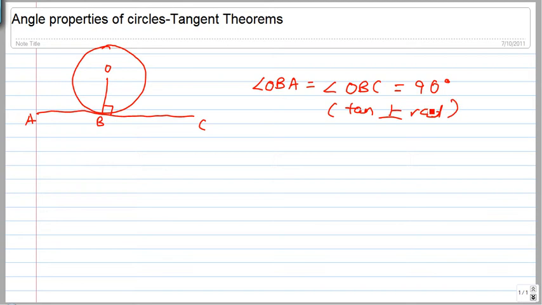So we say that a tangent to a circle is a line which touches the circle at one point, which is here. And a tangent is perpendicular to the radius at the point of contact. In this case, OB is the radius. So at the point of contact, there will be 90 degrees formed.